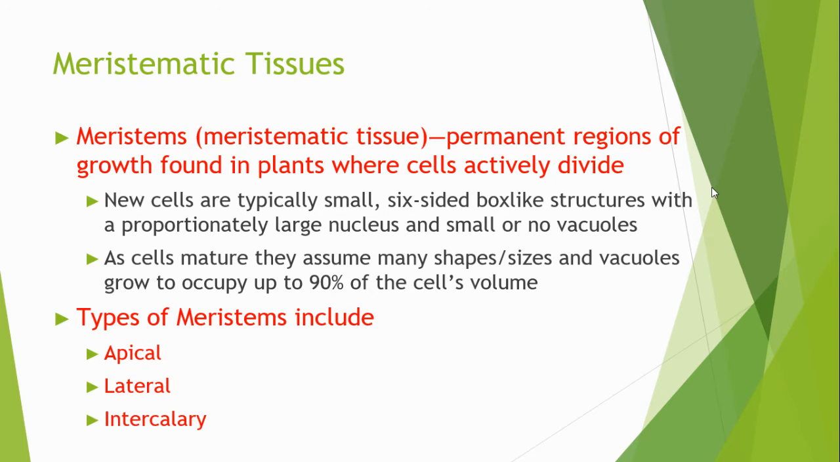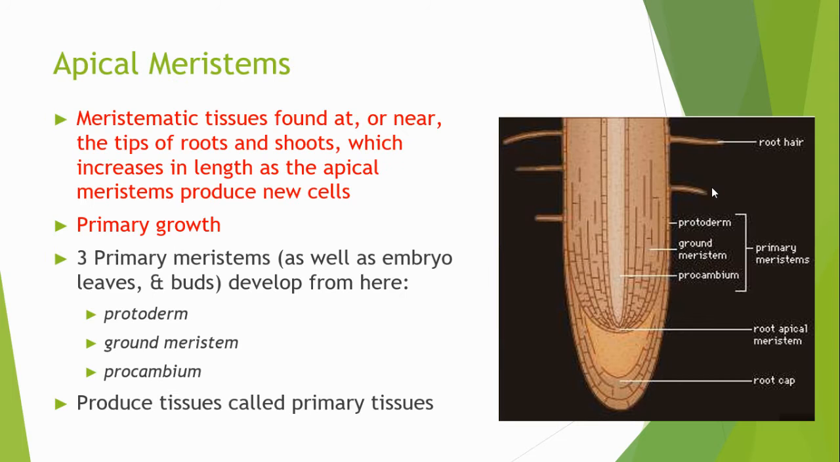Types of meristems include apical, lateral, and intercalary. So let's start with the apical meristems. Meristematic tissues are found at or near the tips of roots and shoots, which increases in length as the apical meristems produce new cells. This is for primary growth, and there are 3 primary meristems, as well as embryo leaves and buds that develop from here.